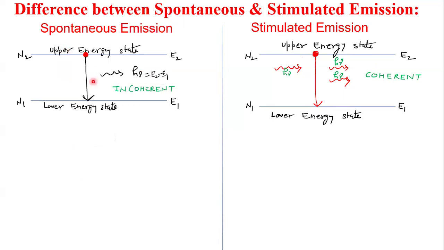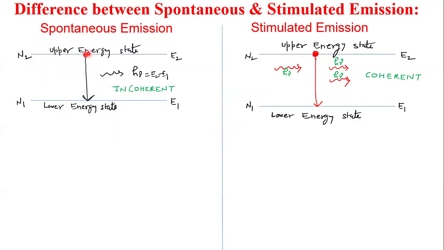See, here we are having two energy levels, E1 and E2. E1 is the lower energy state and E2 is the upper energy state. Here in energy state E1, N1 is the number of atoms and here N2 is the number of atoms.